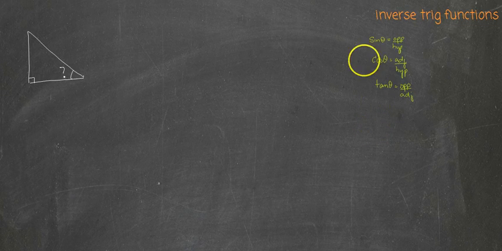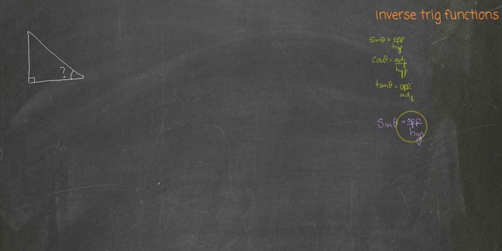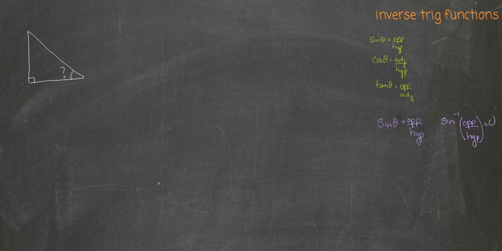So the notation that we're used to, let's use this, sine theta equals the opposite over the hypotenuse. So this is the notation that talks about sine of theta and its relationship to the lengths of the side lengths. But we could also write this as the sine inverse of the opposite over hypotenuse equals theta.